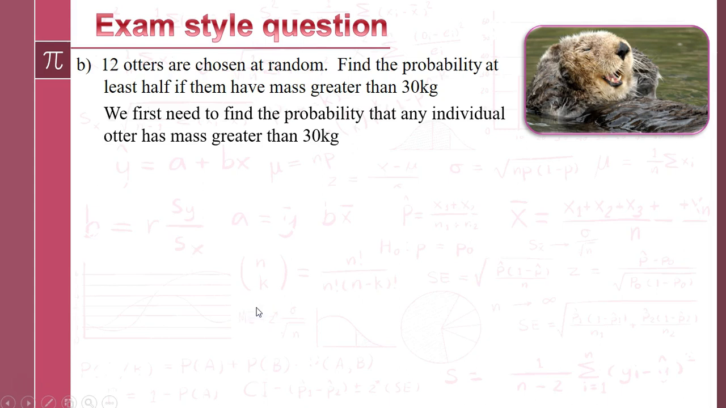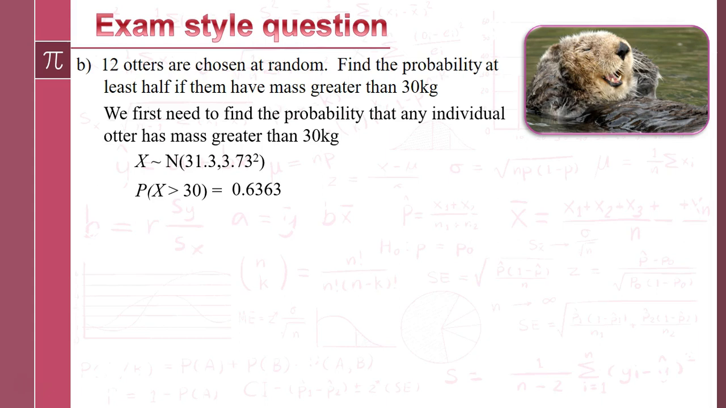So first thing we need to do is find the probability that any individual otter from our population has a mass greater than 30 kilograms. And because our population is modelled with a normal distribution, let's have a look at that. There we go, it's normal. We've got our found values from the previous part of the question. The mean was 31.3 and the standard deviation 3.73. So let's find the probability that a single otter, if we pick one at random, is greater than 30 kilograms. So we're going to be doing that calculation, probably x greater than 30. Grab the calculator and you end up with a value of 0.6363.